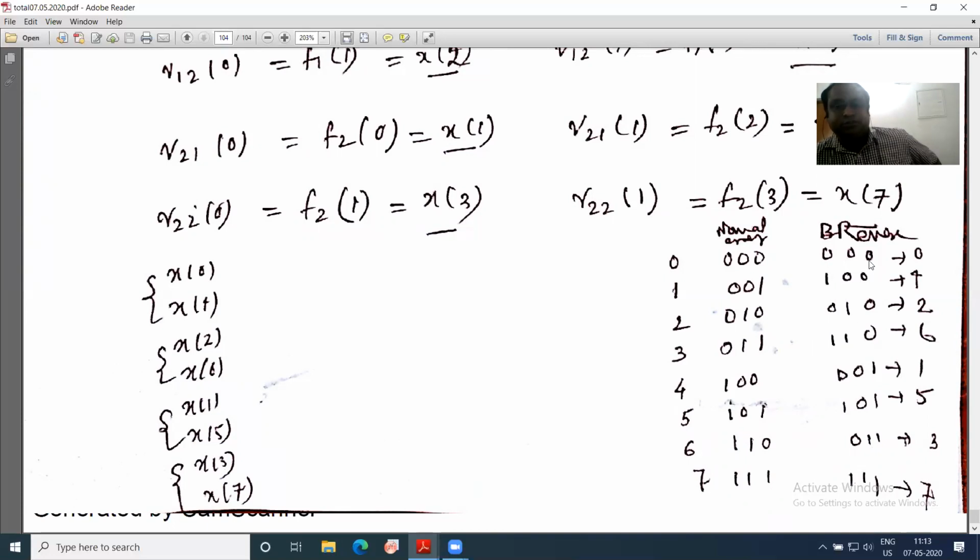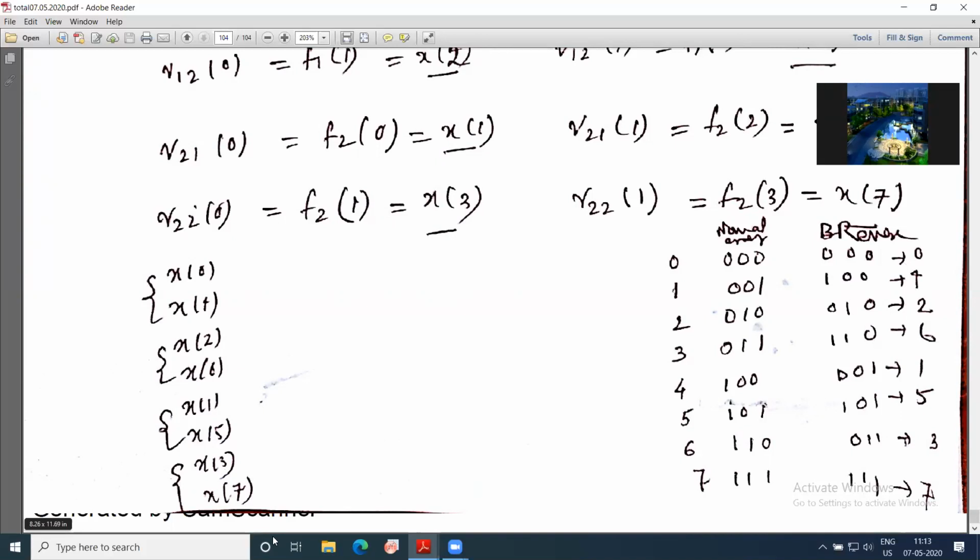Now reading the reverse order, this is 0, this is 4, this is 2, this is 6, this is 1, this is 5, this is 3, this is 7. All right. So you put an x before this, you write x0, x4, x2, x6, x1, x5, x3, x7. Like that, your order is. Have you got this? Yes, sir.